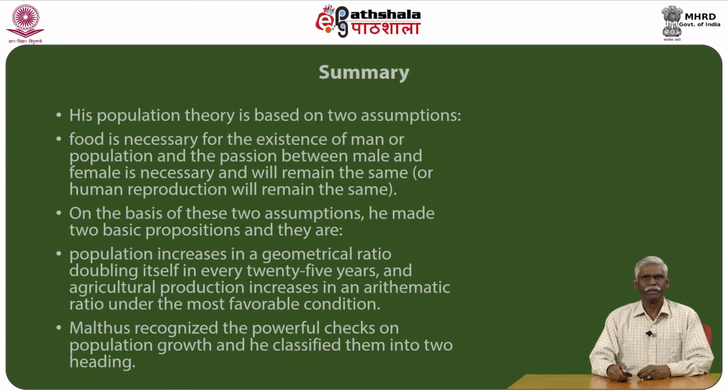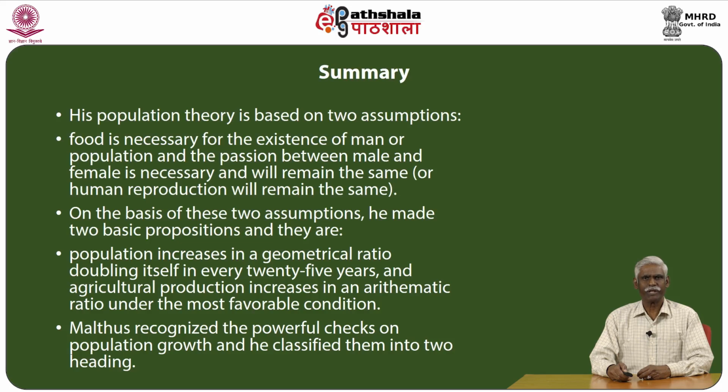His population theory, as we saw, has two major assumptions. The first is that food is necessary for the existence of man or population, and the second is that the passion between male and female is necessary and will remain the same, or human reproduction will remain the same. On the basis of these two assumptions, he made two basic propositions: population increases in a geometrical ratio, doubling itself every 25 years, and agriculture production increases in an arithmetic ratio under the most favorable conditions.